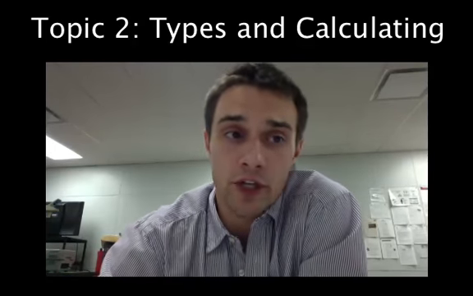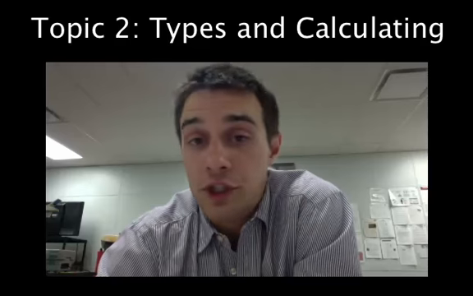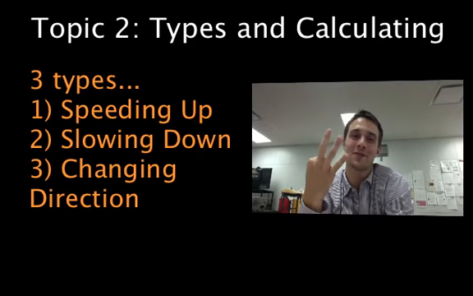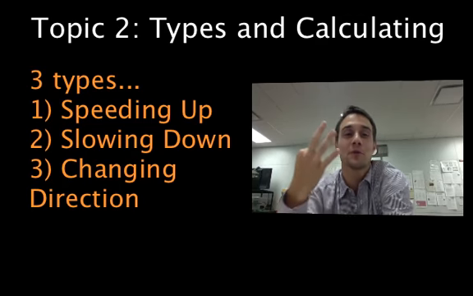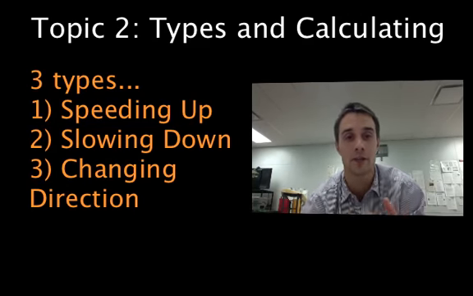So, as we saw in the video, acceleration can be speeding up, it can be slowing down, or changing direction. Simple. Three types of acceleration right there. So it should be pretty simple to remember and understand those. Speeding up, slowing down, changing direction.